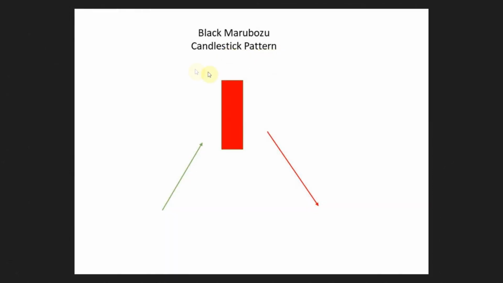The black Marubozu is a single candlestick pattern which is formed after an uptrend indicating bearish reversal. This candlestick has a long bearish body with no upper or lower shadows, which shows that the bears are exerting selling pressure and the markets may turn bearish.